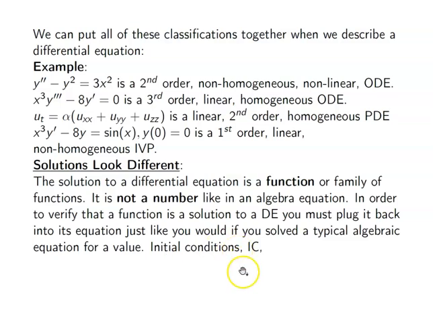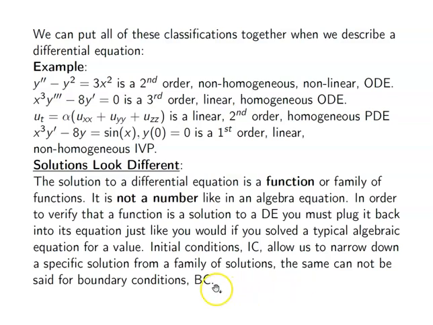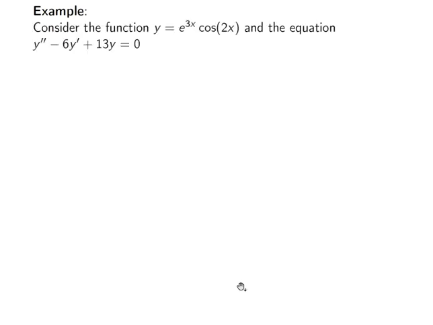So initial conditions allow us to narrow down a specific solution, a specific function out of a family of functions. We cannot do the same thing if it's boundary conditions, BCs. So if I have some boundary conditions, I may not necessarily be able to take this family of possible solutions and narrow it down to a single solution. Which is fine. Sometimes we want the family of solutions and we don't need an exact solution, right? Which we will see. So let's do an example.